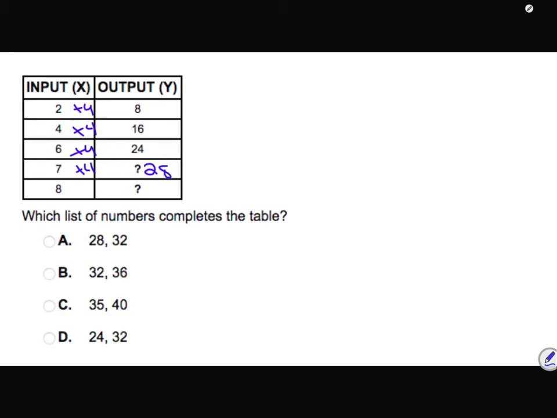So I automatically see maybe one I think is the correct answer, but let's double check. Is 8 times 4 is 32. So I see that my correct answer for this one is A.